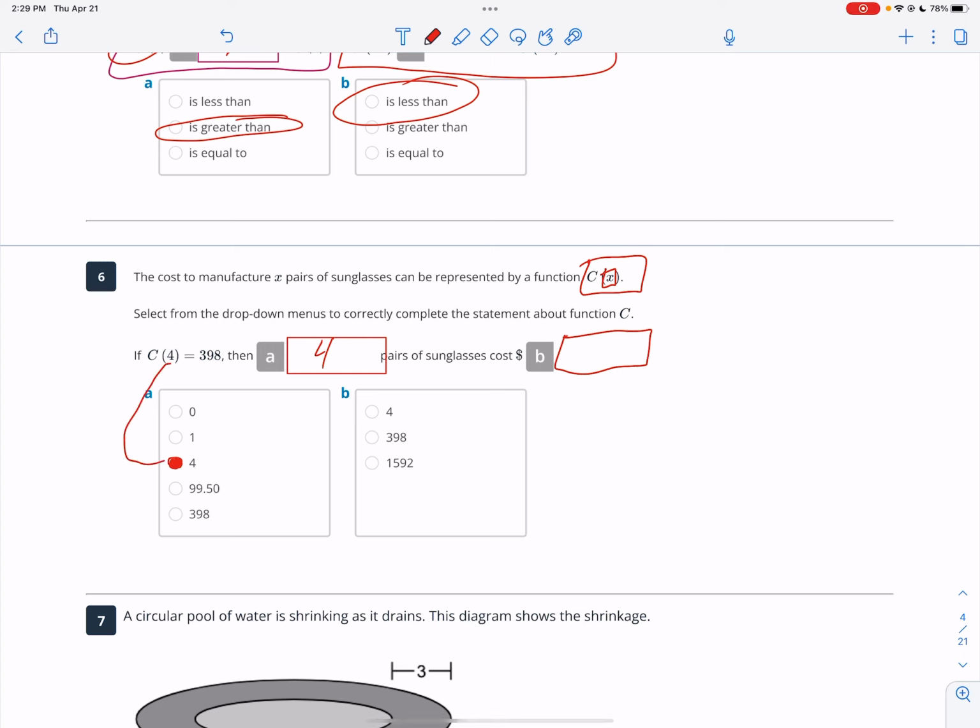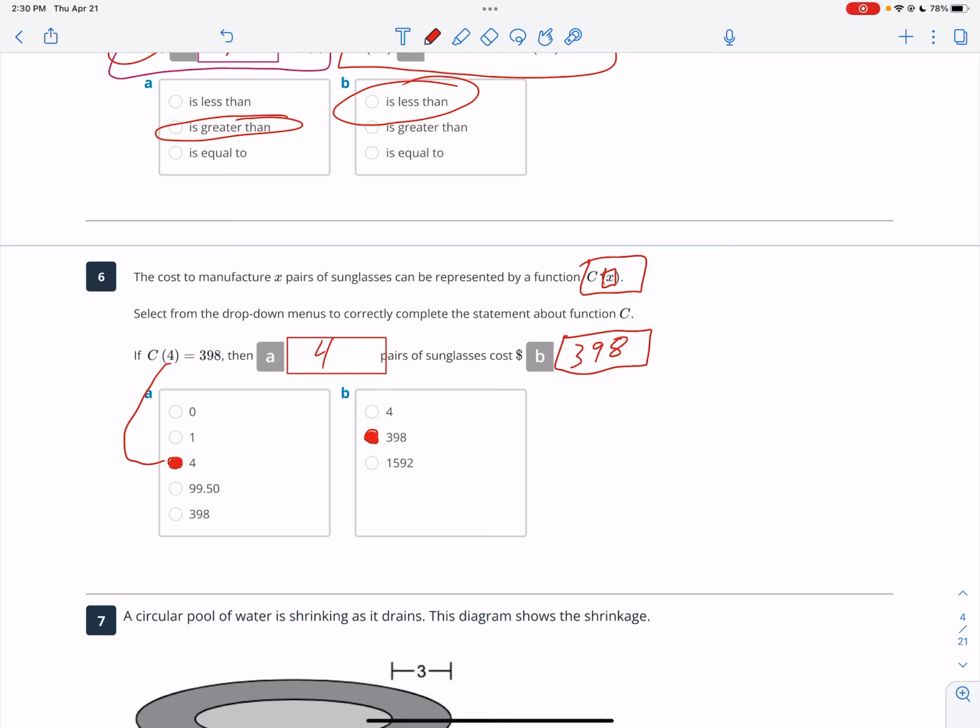I got this from the argument of my function because it said how many sunglasses, and sunglasses are x. And that's equal to 398. Well, our cost is 398. So it says it right here. Our cost blank. C, the C function, the whole thing, is our output. That is going to tell you exactly what to plug in right there. So all the information's right here.